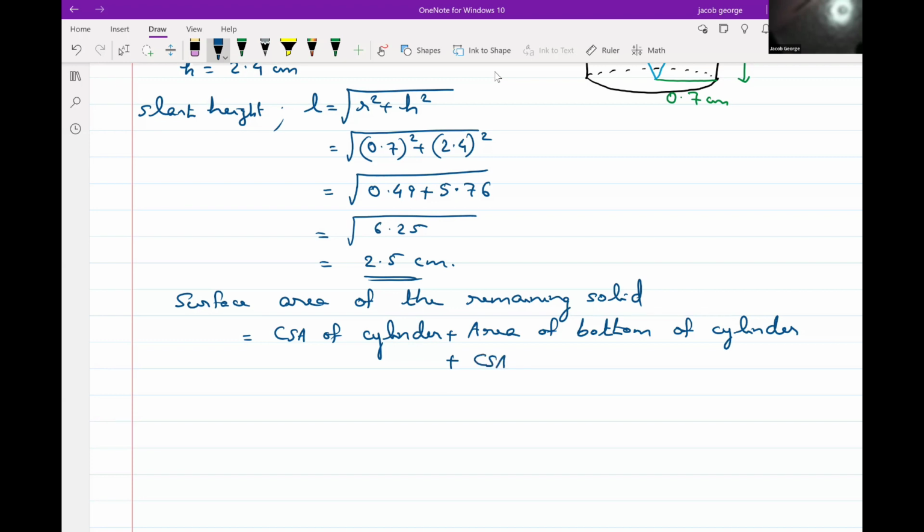Now, can you calculate this? CSA of cylinder, everybody knows the formula. Shivesh, what is CSA of cylinder? 2 pi r h, plus area of bottom of the cylinder, that is area of circle. Reuben, area of circle is pi r square. It is pi r square.